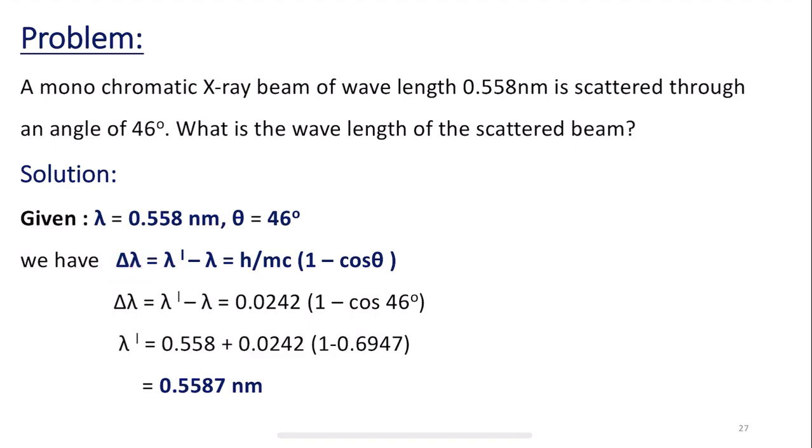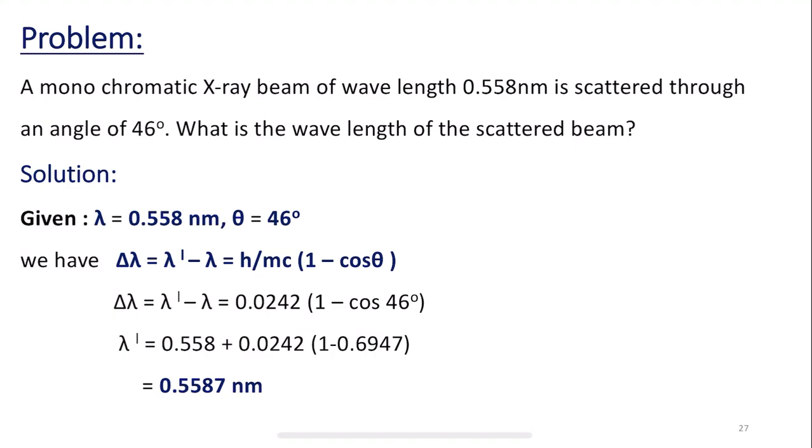So let us consider the same mathematical expression which we deduced for the Compton effect. Delta lambda, or change in lambda, which is equal to lambda dash minus lambda, which will be equal to h divided by mc into 1 minus cos theta. So this is the mathematical expression of the Compton effect. Here what is needed is to substitute the values. As I said, he has given the wavelength of incident radiation, that is 0.558 nanometer, and he has also given theta, which is equal to 46 degrees.